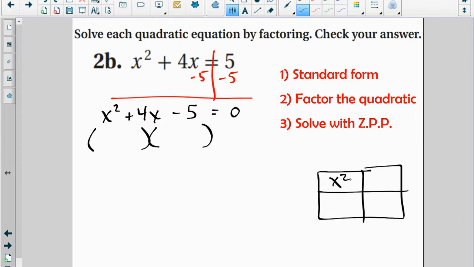So I know x squared goes in the first box. I know the minus 5 goes in the last box. And I have to try to figure out how those other two then would add up to 4x.